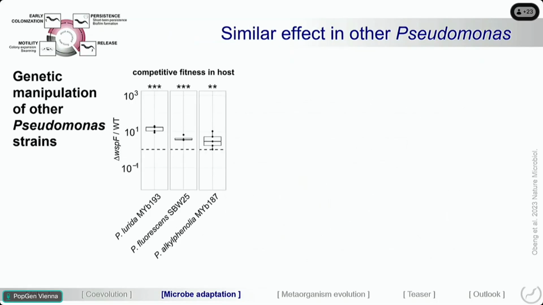We furthermore introduced changes in these genes, particularly in this case in WspF, in other strains of the same species or even other species of Pseudomonas. And in all cases, whenever we changed cyclic di-GMP activity, they actually fared much better in host association.